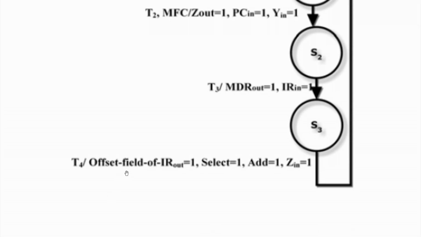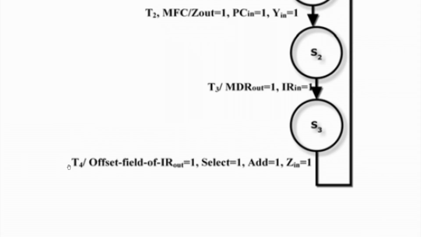T4: as you see, for the unconditional jump, you have to take the offset value and put it in Z in. We have already seen this: you take the value of the offset, select 1, add, Z in. That means you are going to get the updated value of PC, add it with the offset value of IR, and then you get the new value of the program counter, that is the jump address. You dump that value to PC and your job is done.